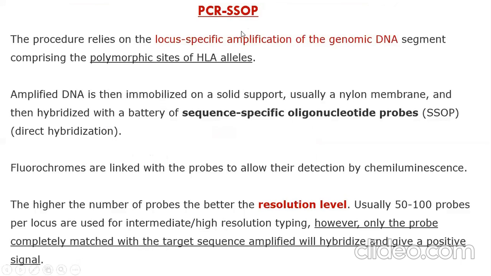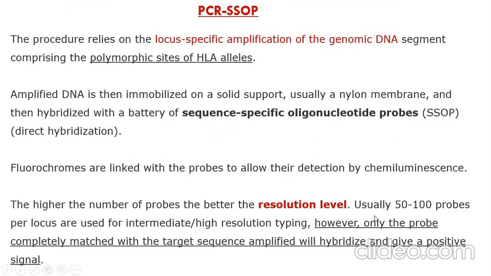So the procedure PCR SSOP relies on locus-specific amplification of the genomic DNA. If you are looking for a specific gene portion of the MHCs, specific alleles, you go into single nucleotides also. The polymorphisms or haplotypes, you go into the alleles also. The amplified DNA is immobilized onto a solid support. Then probes are developed. Probes are added in a direct hybridization. The probes are attached with fluorochromes, and that will elicit a positive signal. A chemical signal can be detected.